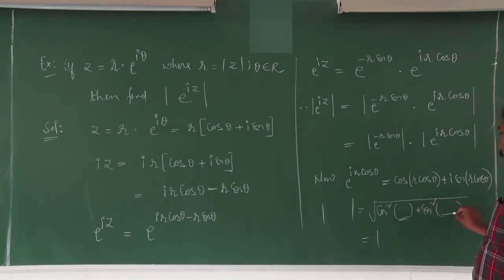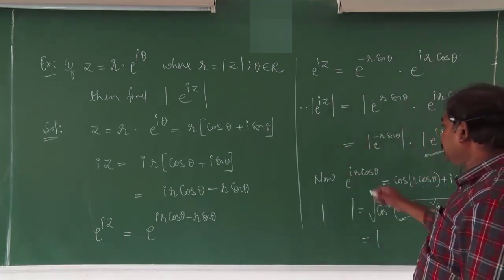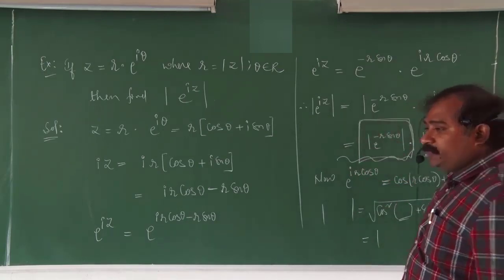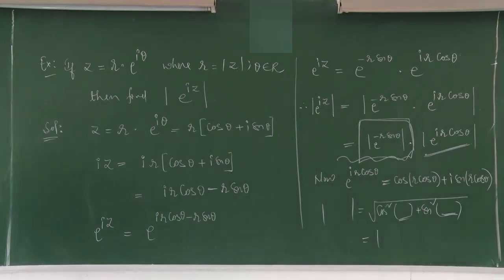Whatever the value here, both values are equal, right? Here and here both values are equal. So automatically this value equals 1. So this whole value is equal to 1. Therefore, the modulus of e power iz is given as the modulus of e power minus r sin theta. That is the value you will get. Okay.